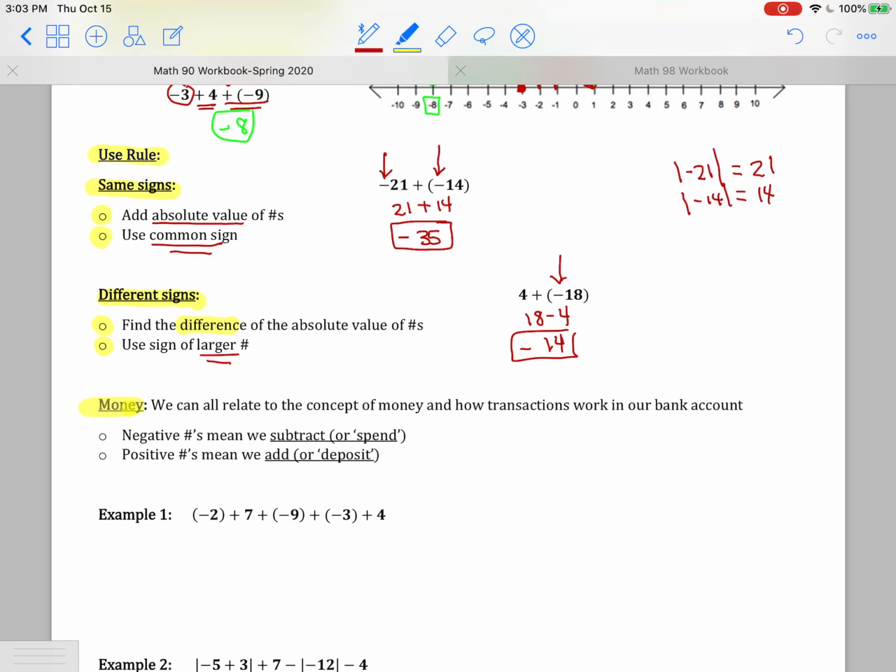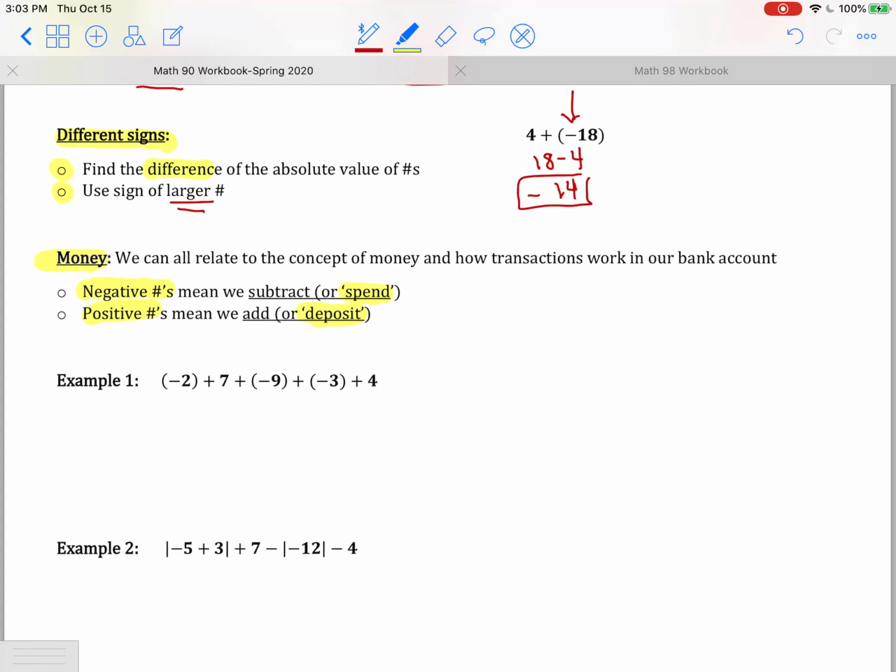Okay, so another option, which I really like, is the idea of using money, because we can all relate to our money, right, in terms of our bank account and transactions. Negative signs on our numbers mean that we subtract or we spend. Positives mean that we add or we deposit money. So let's do an example of how we might treat a long string of positive and negative numbers in terms of thinking about money.